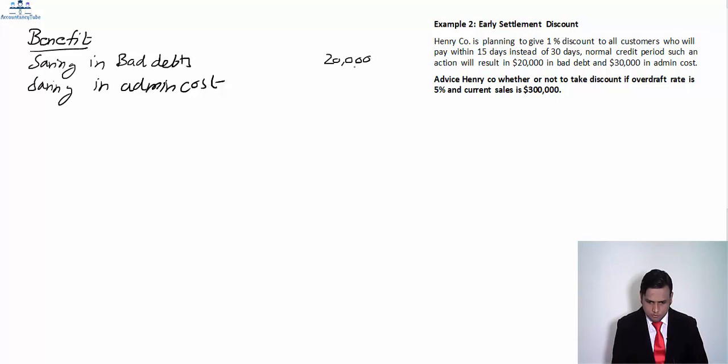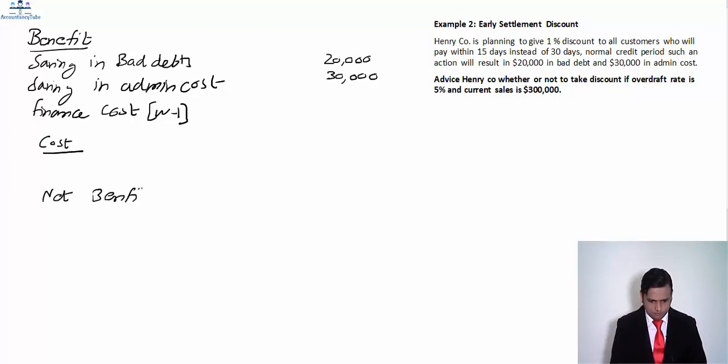So the 20,000 and 30,000 is the admin cost. Then we have got a finance cost, which we will be computing in working one. This benefit will have to justify itself with the cost element, and then we will be getting the net benefit figure. So we will be putting the working one over here.